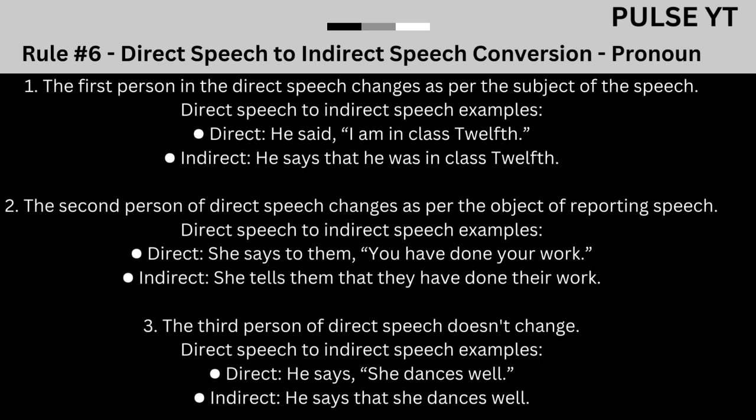3. The third person of direct speech doesn't change. Direct speech to indirect speech examples. Direct: He says, she dances well. Indirect: He says that she dances well.